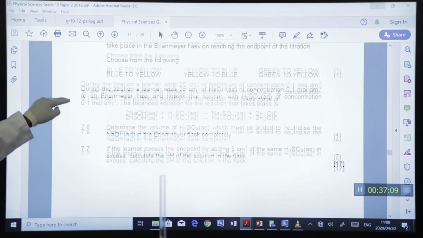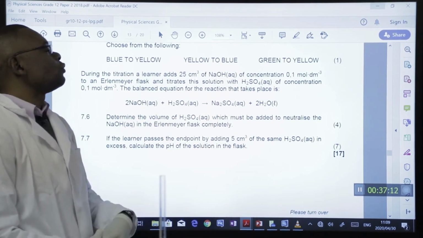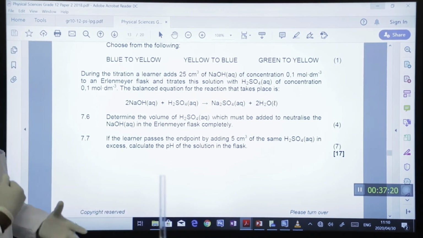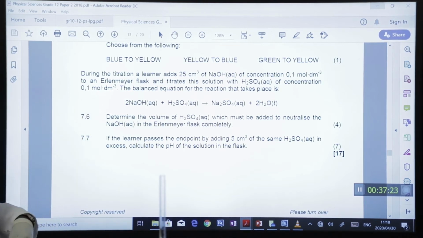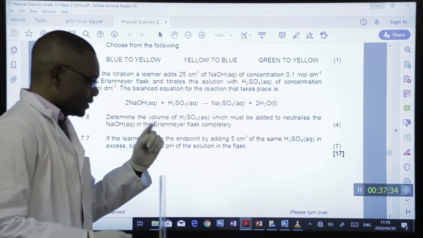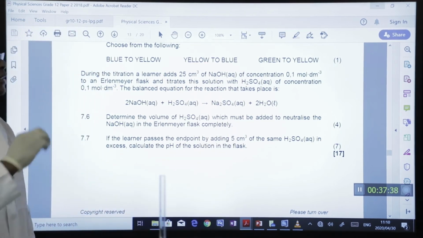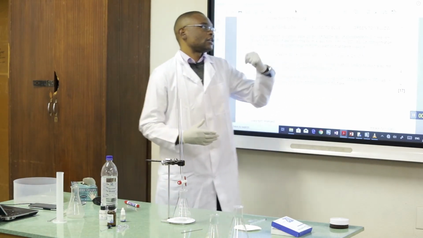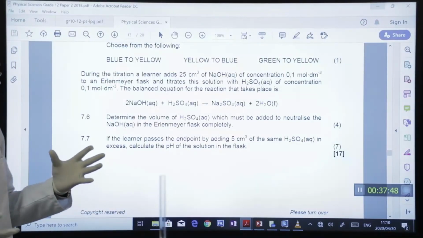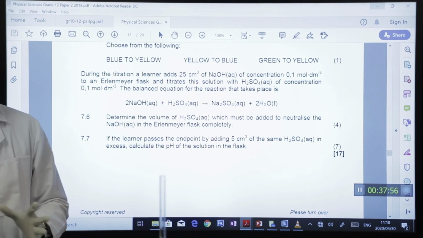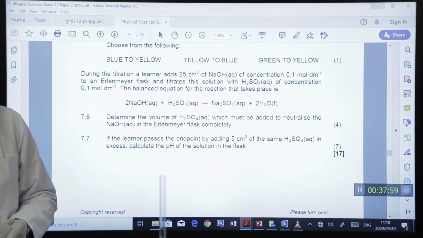Okay, so we are saying that during the titration, Elena adds 25 cubic centimeters of sodium hydroxide of concentration 0.1 mole per dm cubed to an Erlenmeyer flask and titrates this solution with sulfuric acid of concentration 0.1 molar. And then the balanced equation of the reaction that takes place is this. So boys and girls, here is the $1 million question. Do we know how to prepare a 0.1 mole dm cubed solution of sodium hydroxide? Do we know how to prepare a 0.1 mole dm cubed solution of sulfuric acid? We are going to make a quick dilution and preparation of these solutions.